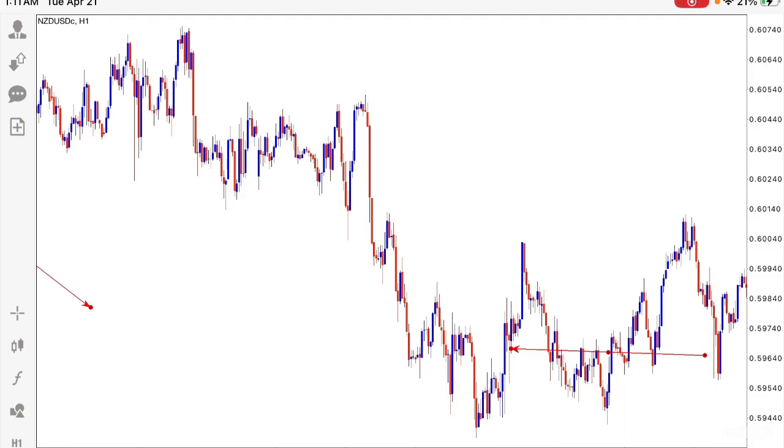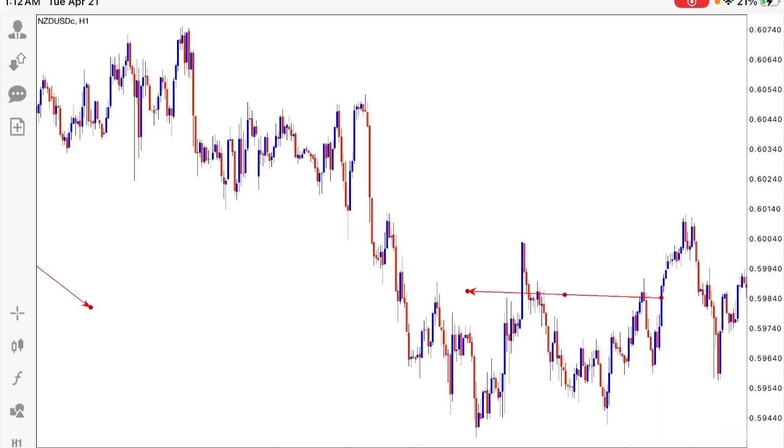So now let us talk about a ranging market. How do you identify when the market is ranging? Right in front of me right now, I can see a ranging market. Can you see a ranging market? What's a ranging market? If you can remember, leave it in the comment section. What is a ranging market? I want to believe that you have identified a ranging market already.